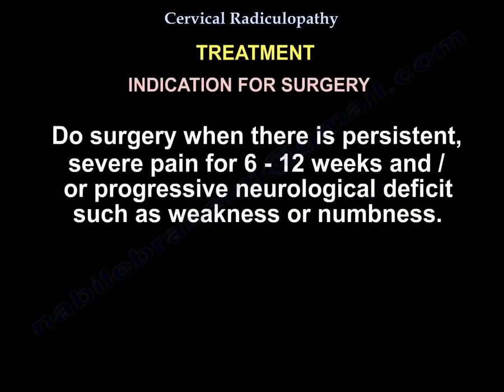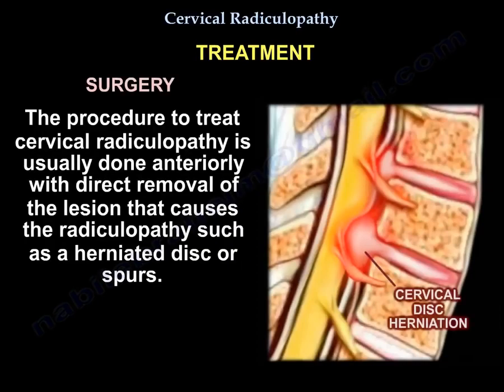When do you do the surgery? You do the surgery when there is a persistent, severe pain for 6 to 12 weeks and or progressive neurological deficit, such as weakness or numbness. The procedure to treat cervical radiculopathy is usually done anteriorly, with direct removal of the lesion that causes the radiculopathy, such as herniated disc or spurs.